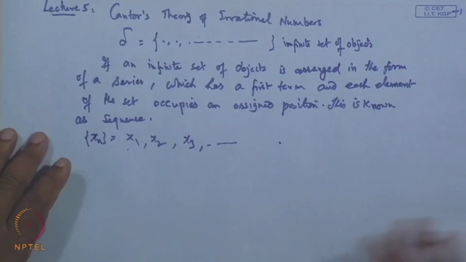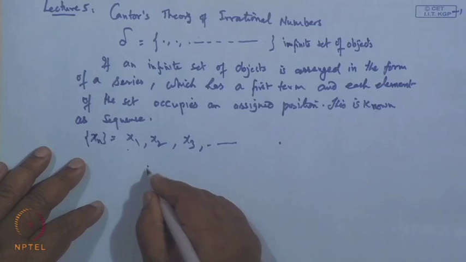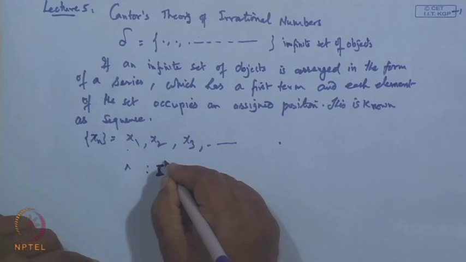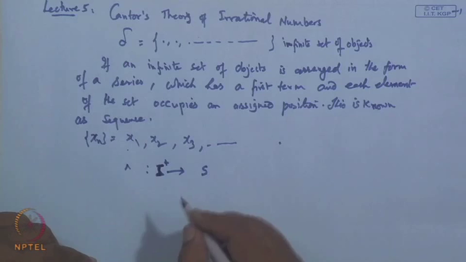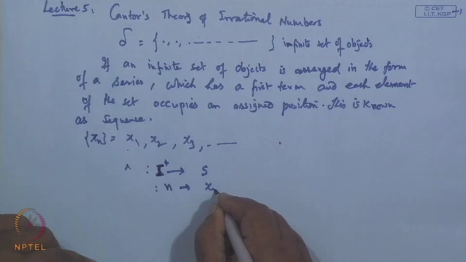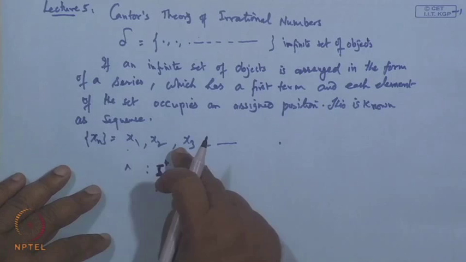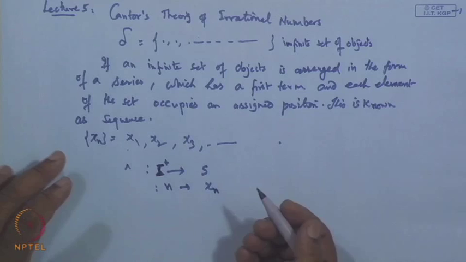So, basically what we are getting is a one-to-one correspondence. A sequence is a mapping from the set of positive integers to the elements of S. That is, corresponding to a positive integer n, we have an element xn of S. So, this mapping gives a sequence. Okay. So, this is what we are getting, either x1, x2, or a1, a2, whatever it may be.